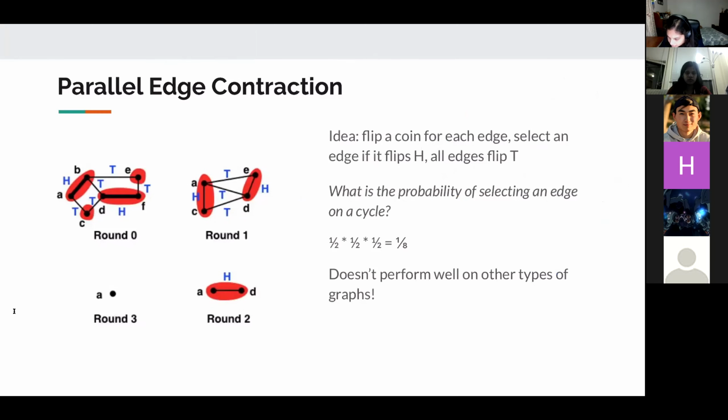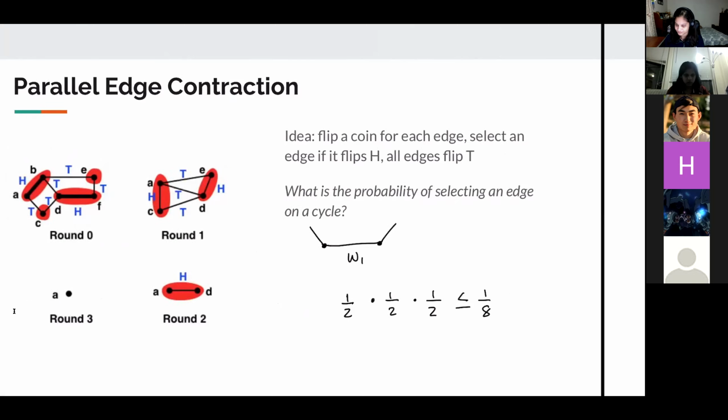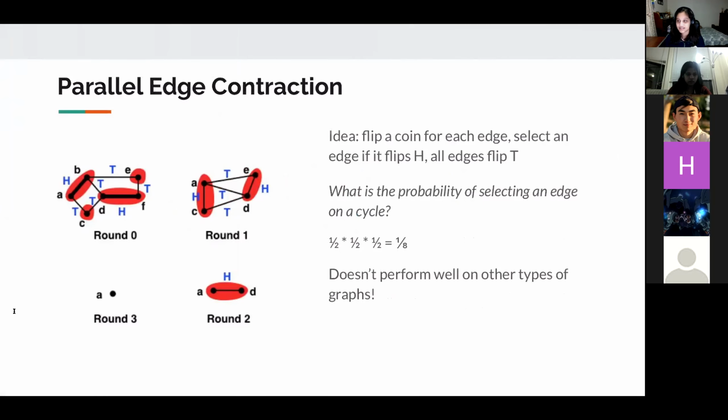Is it less than? I might have flipped it. Yeah, it might be less than. You're right. My bad. Thank you for catching that. So does that make sense so far?